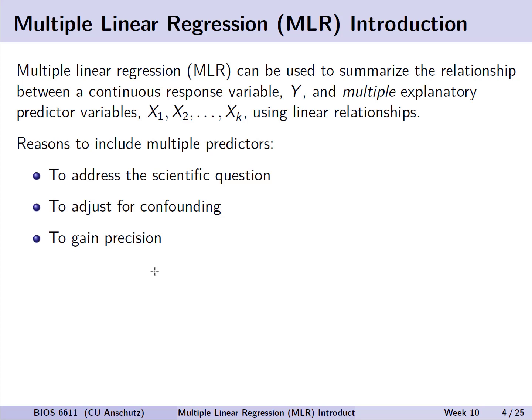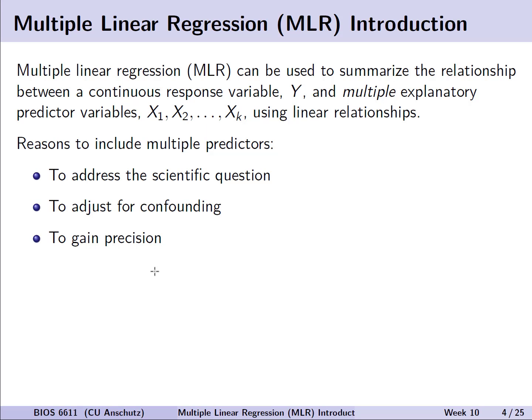Multiple linear regression can be used to summarize the relationship between our continuous response variable y and multiple explanatory predictor variables x1, x2, up to some arbitrary number xk using linear relationships. Now, this obviously departs from simple linear regression, which only had one predictor, x1. Now, there are many reasons we may wish to include more than one predictor.